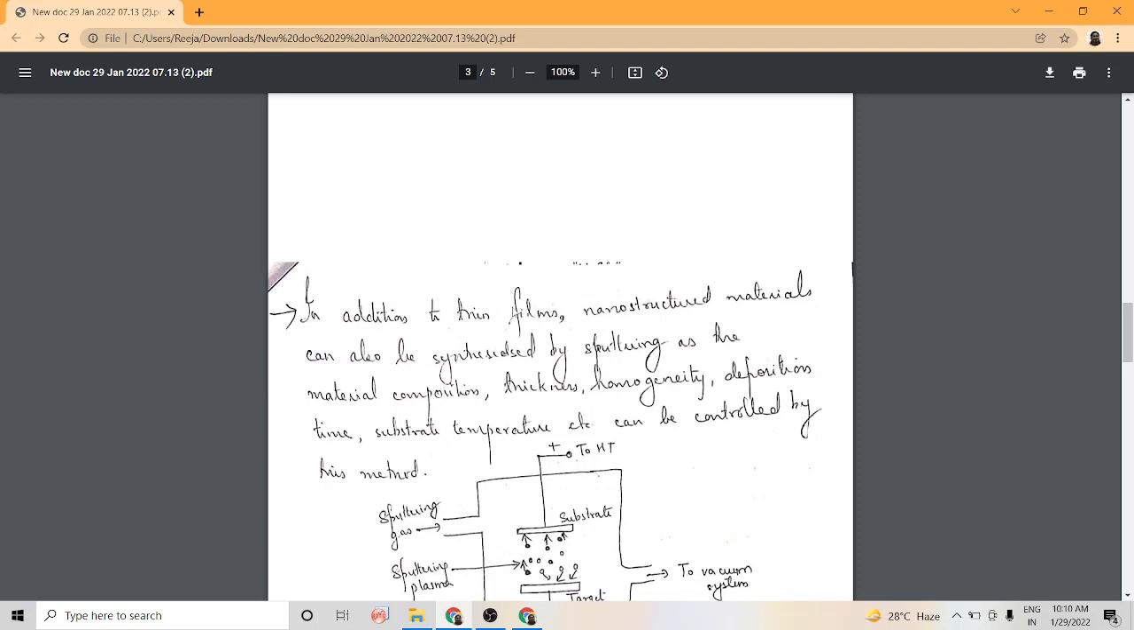Sputtering is commonly used to produce thin films, but other nanostructured materials can also be synthesized by sputtering, as the material composition, the thickness of the nanostructure, homogeneity, deposition time, substrate temperature, etc. can be controlled by this method.